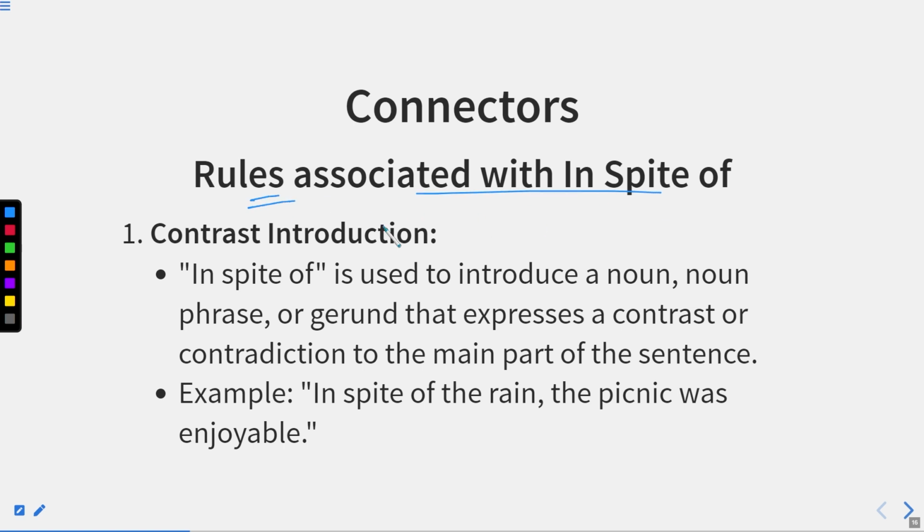Now rules associated with in spite of. First of all, contrast and introduction. In spite of is used to introduce a noun phrase or gerund that expresses a contrast or contradiction to the main part of the sentence. Example: in spite of the rain, the picnic was enjoyable. It means though there was rain, it did not matter at all. It was totally irrelevant because the picnic was really enjoyable in that rain as well.